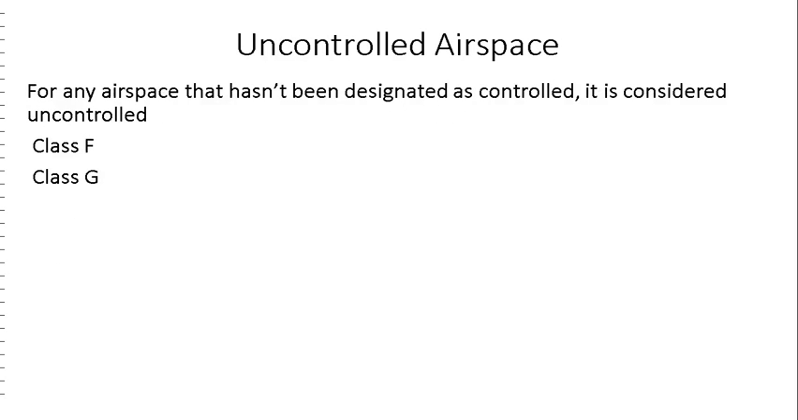Any airspace that has not been designated as controlled is known as uncontrolled airspace. Class F and class G are uncontrolled airspace.